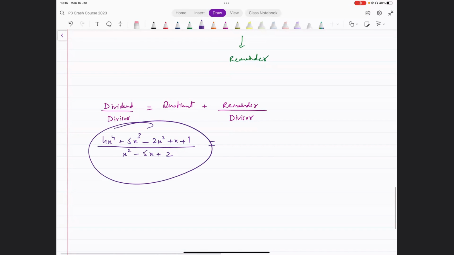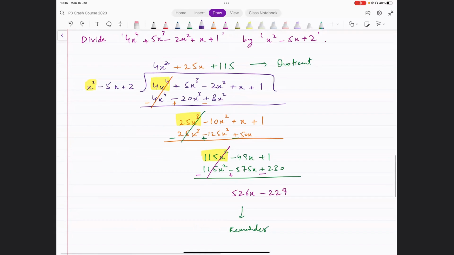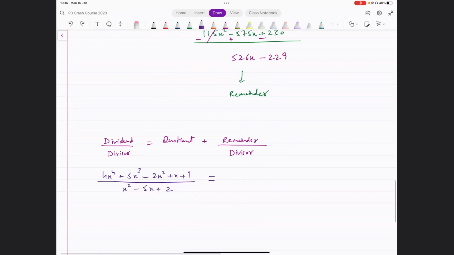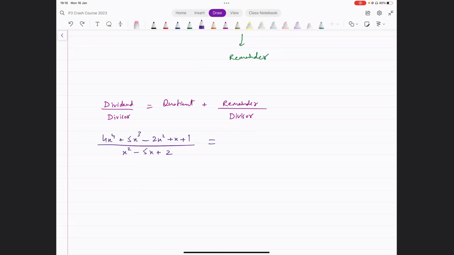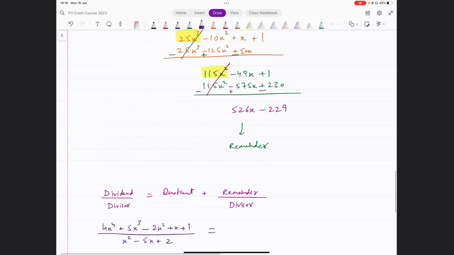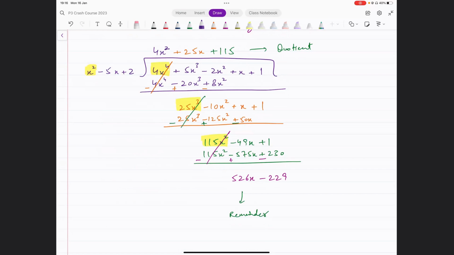This is the division that we have done here using this long division process. Now, once we're done with that division, we can actually break this fraction down into these two parts, quotient plus remainder over divisor. How does that work? What's the quotient that we found there? It's 4x squared plus 25x plus 115.